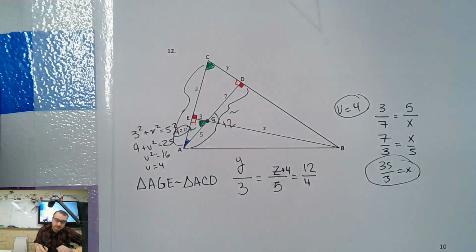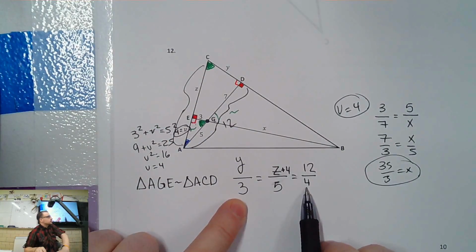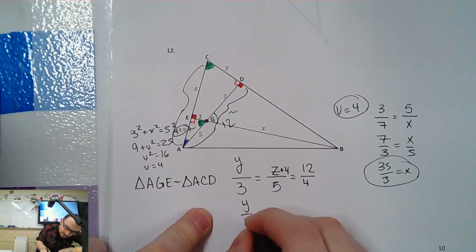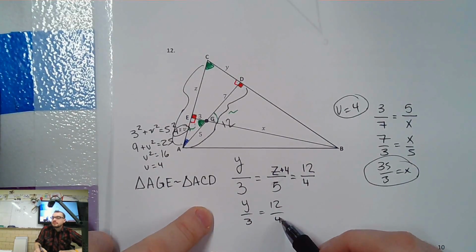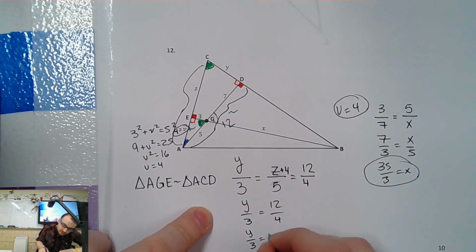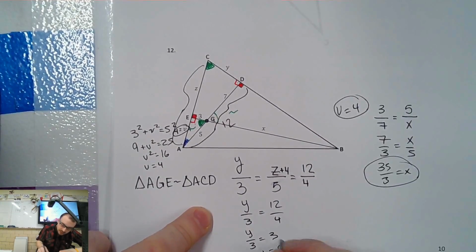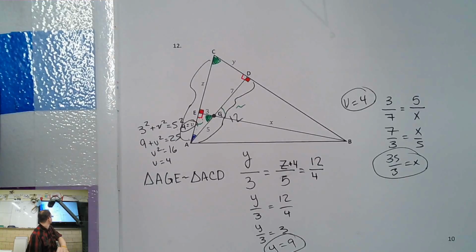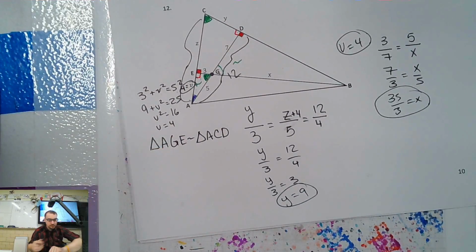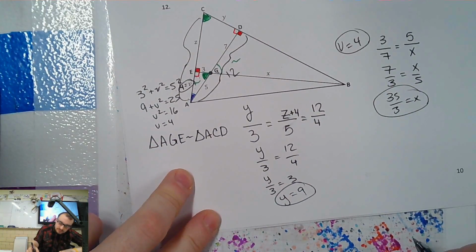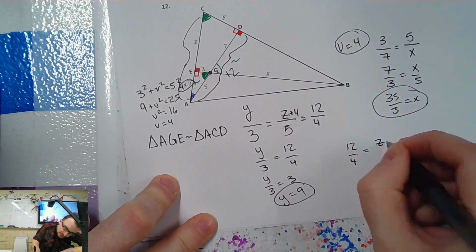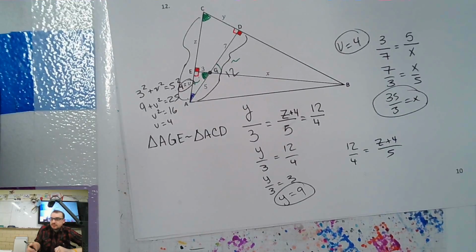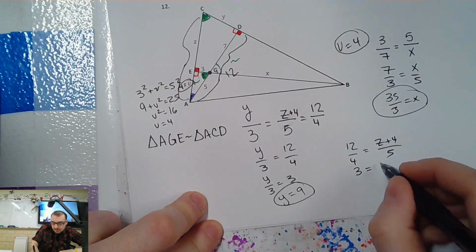It's Z plus 4. So let's solve for Y first. I'm going to take the ones that I know and solve. What's 12 divided by 4? 3. So Y must be 9. Right? So I'll use 12 over 4 again and find out Z plus 4 over 5. Well, that's 3. Whoops.